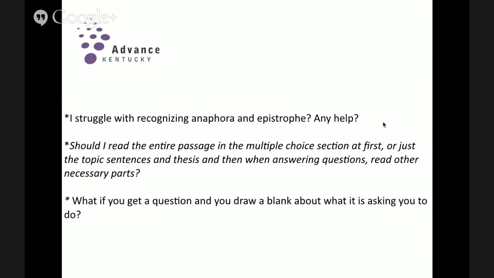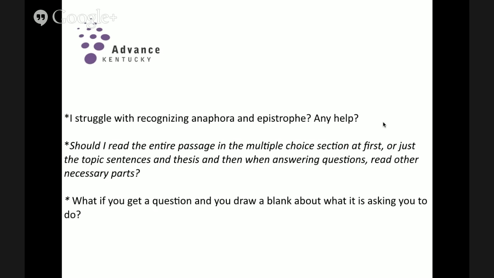Should I read the entire passage in the multiple choice section at first, or just the topic sentence and thesis, and then when answering questions, read other necessary parts? That's a pretty interesting question, because you should know by now, after having some practice with your teachers, what kind of questions give you trouble and what kind of passages give you trouble.